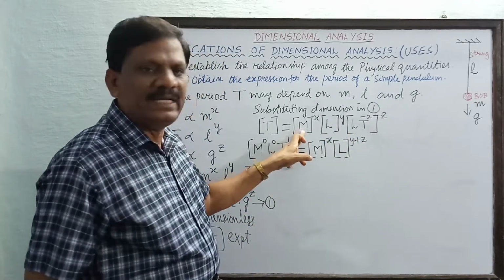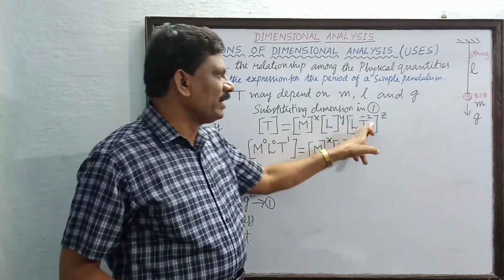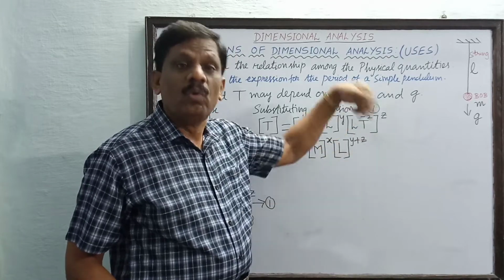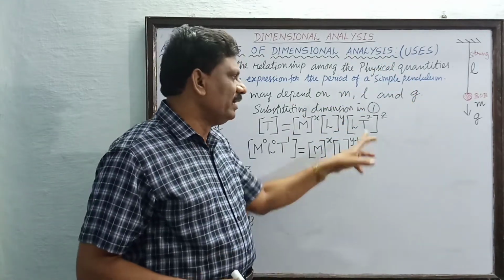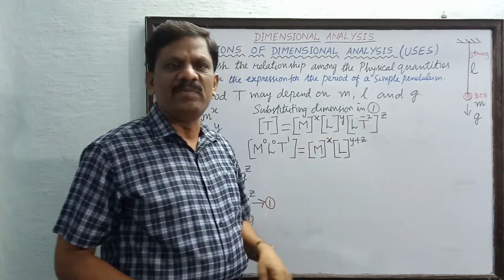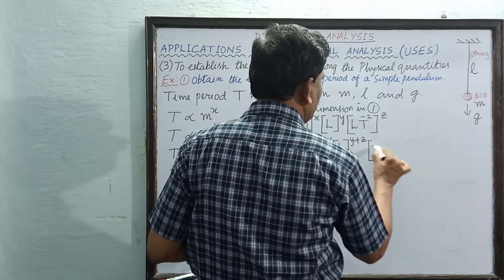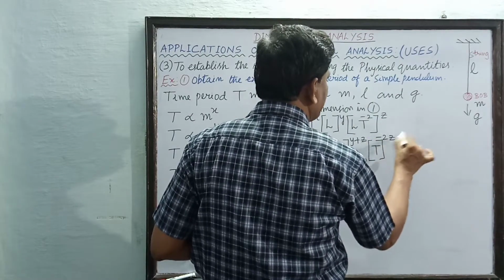Similarly, there is no T term here. Here also there is no T term. Here only one and only T term is here, that is T raised to the power minus 2 whole power z. So what is the total power of T? T power minus 2 whole power z is T power minus 2z. So this is T raised to the power of minus 2z.